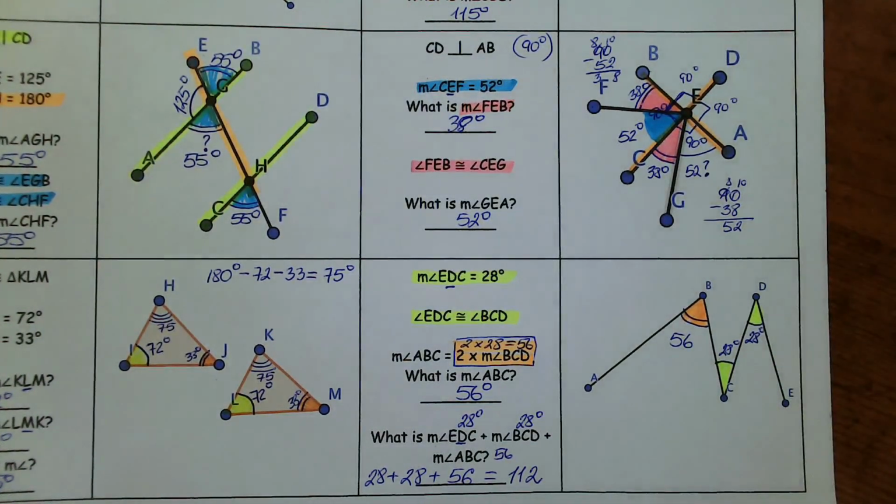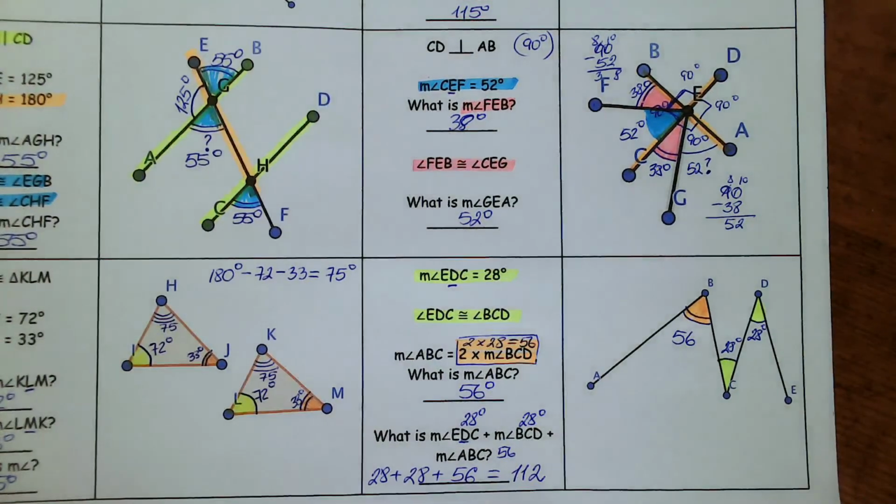Using the given information, always label it. Make sure we use the properties of angles to find the missing information. Color coding always helps.